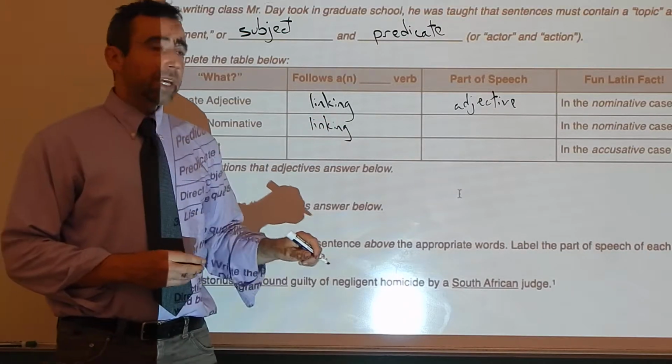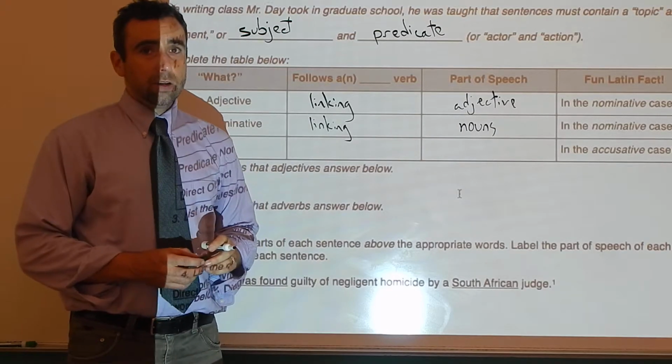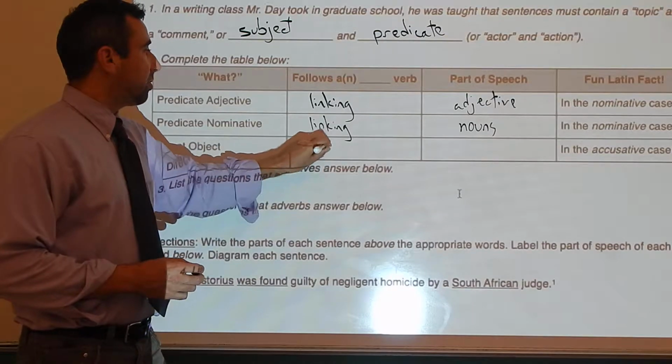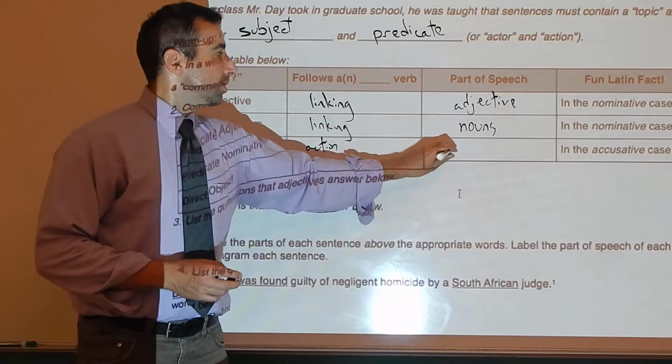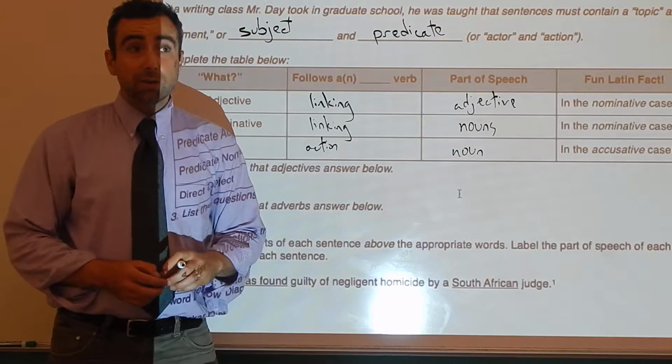Predicate nominatives follow linking verbs, but they are nouns. They too, when you translate a sentence into Latin, are in the nominative case. A direct object follows an action verb. Its part of speech is a noun. In a Latin sentence, the direct object is in the accusative case.